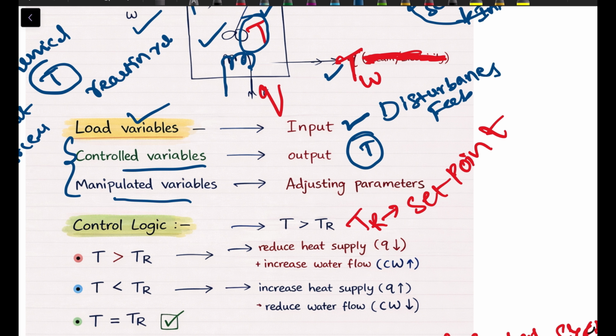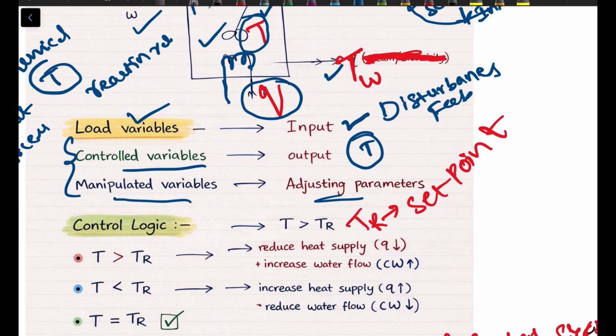So the third type of variable is the manipulated variable. This is the variable that we adjust in order to control the system. Here, if you go for the CSTR example, the manipulated variable is the heat supplied to the reactor. That's called Q. So by increasing or decreasing the heat input, we can control the reactor temperature T.